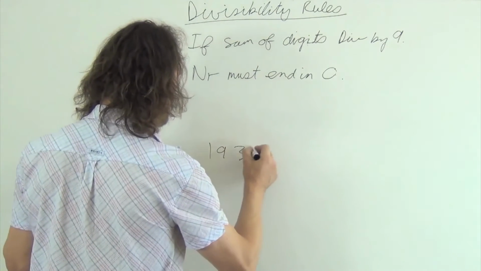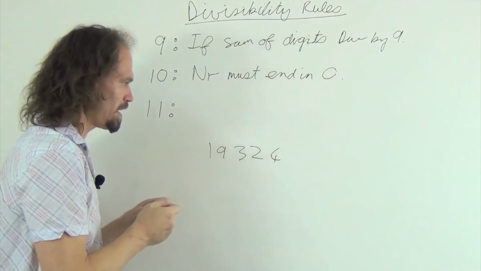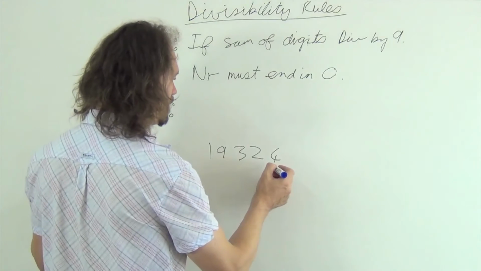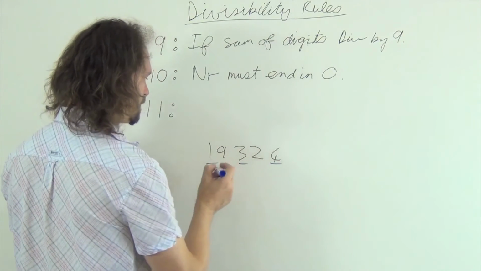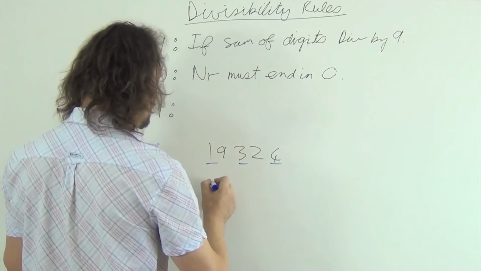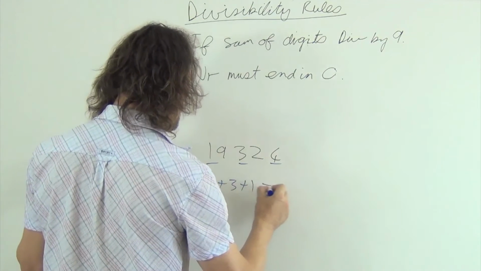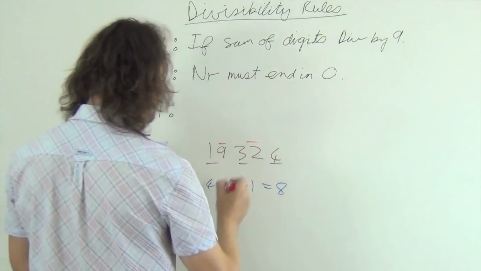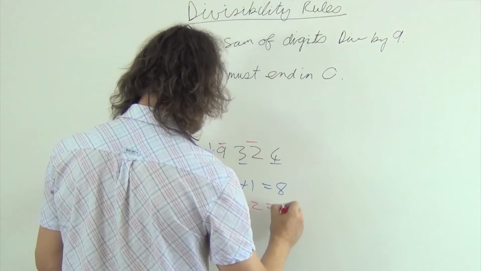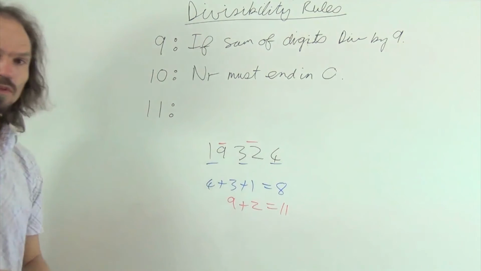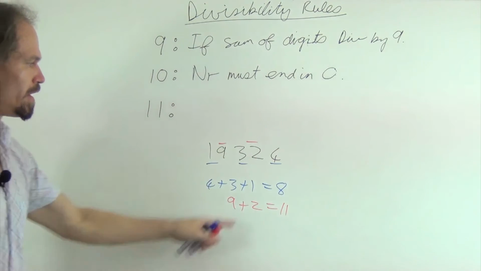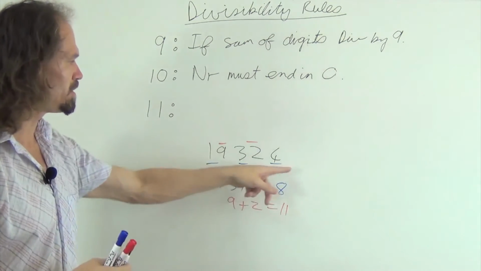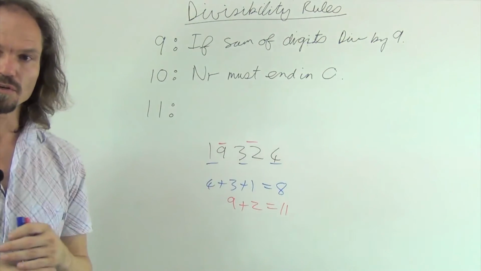1, 9, 3, 2, 4. Okay? And what do I do? I take all those numbers, 4, 3, and 1. So 4 plus 3 plus 1 is 8. 9 plus 2 is 11. All right? And I look at the difference between those two. It's 3, which means 11 cannot divide into that original number.